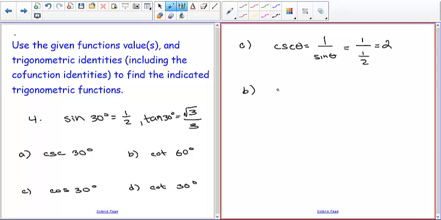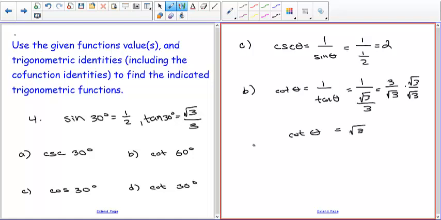B is the cotangent. So we have the tangent. The cotangent of theta is equal to 1 over the tangent of theta. So we get 1 divided by the square root of 3 over 3, which is equal to 3 divided by the square root of 3. So we take the reciprocal of the denominator and multiply it out. But then we're going to multiply and divide by the square root of 3. So we get 3 divided by 3. So we just end up with the square root of 3. So that's the cotangent of theta. Now, the cosine of theta.